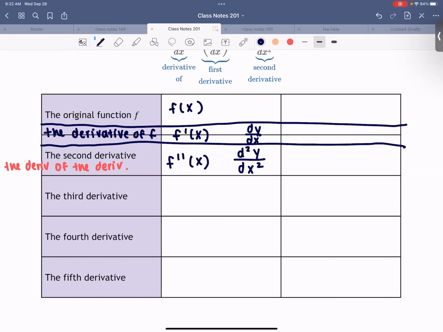Once I take the second derivative, I can take the derivative of that, which would be the third derivative. And I know that you're getting a little bit used to this notation. It's f triple prime of x, right? We can use 3 primes. d cubed y over dx cubed. What do you think the fourth derivative is going to be called?